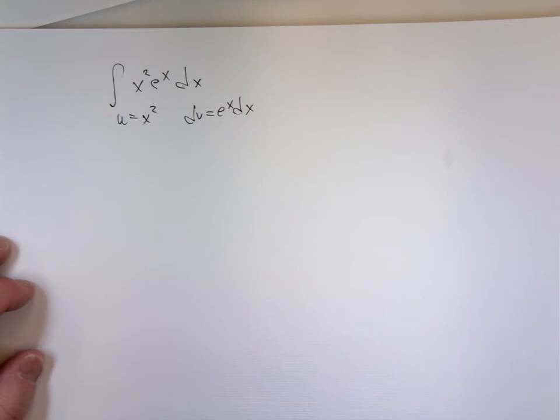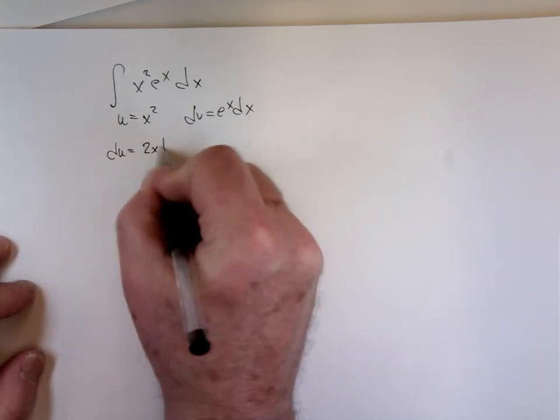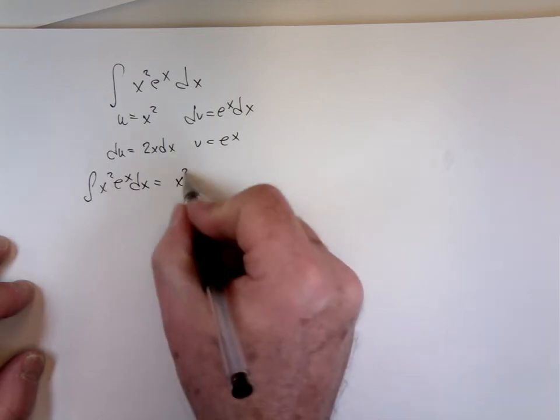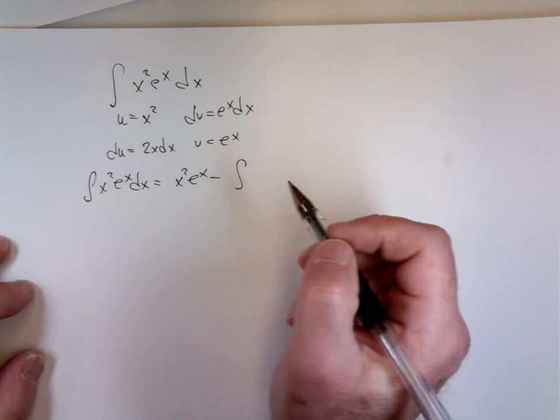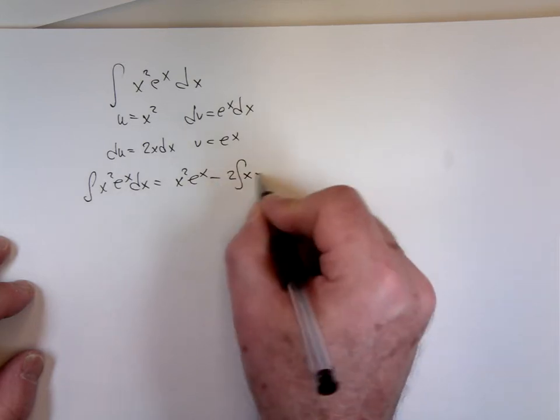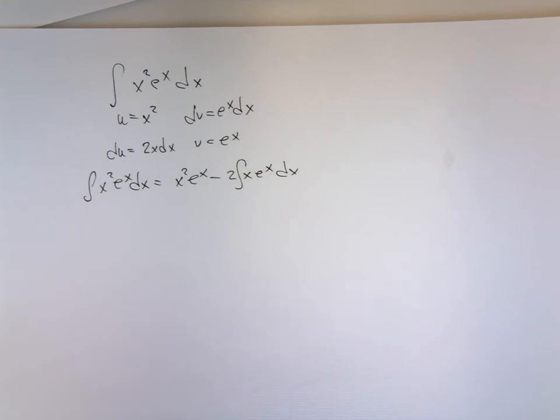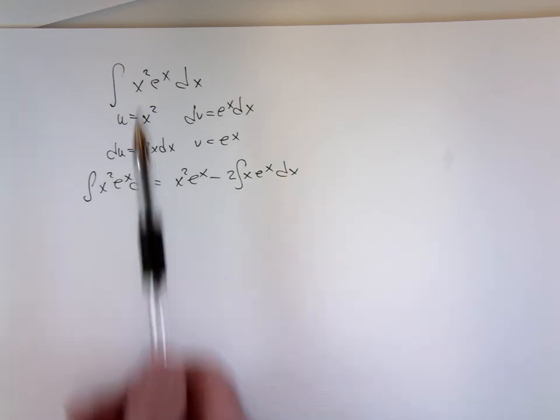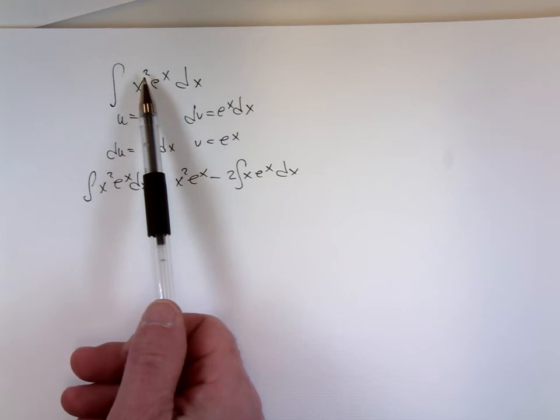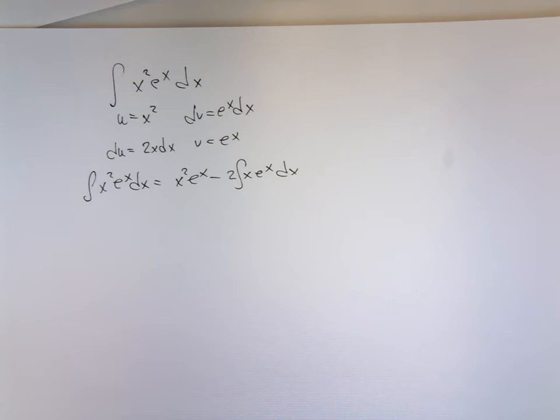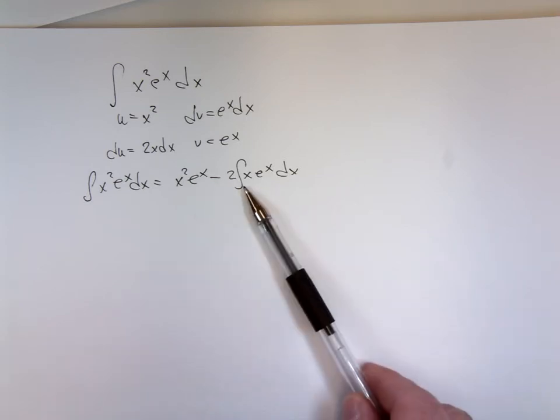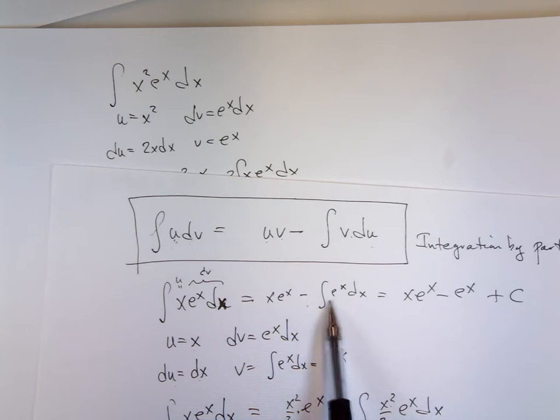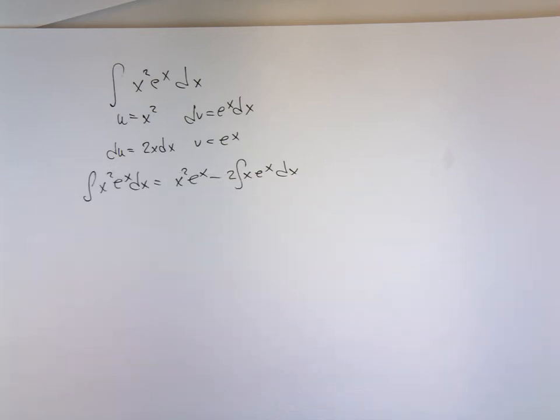du is 2x dx, v is e to the x. So this integral is uv minus the integral of v du. I could take the 2 out front and get this. Well, gee, we still have an integral in here, and we can't do this integral, but what have we accomplished? We dropped this exponent from 2 to 1. In other words, we made it easier. If we repeat the process, what's going to happen? The x will disappear. And that's what we saw happen when we did x e to the x from before. The x disappeared. So sometimes one iteration is not enough, but you can see that you're on the right path because it is simpler.